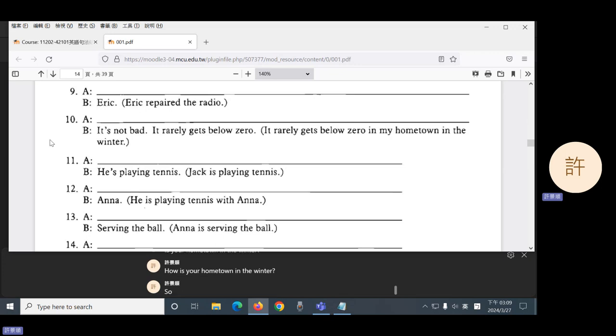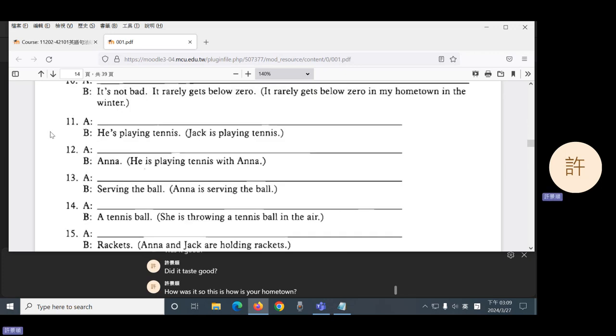So like if you give your friend something to eat, after they eat it, you can ask them, how was it? Was it good? Did it taste good? How was it? So this is, how is your hometown? Number 11, it's an action in the present progressive. So what is Jack doing?